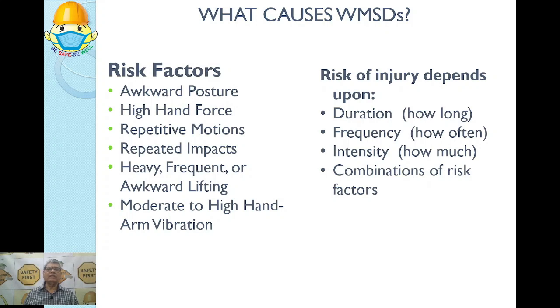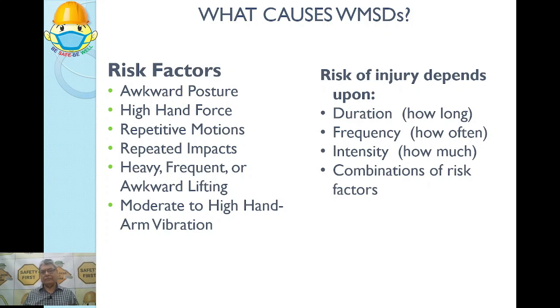So what causes WMSDs? What are the risk factors? Awkward posture. If you are sitting in an awkward posture for a long time, there will be a problem. High hand force. You are using very high hand force. Then there are repetitive motions. You are repeating the same motion again and again. Then there are repeated impacts.